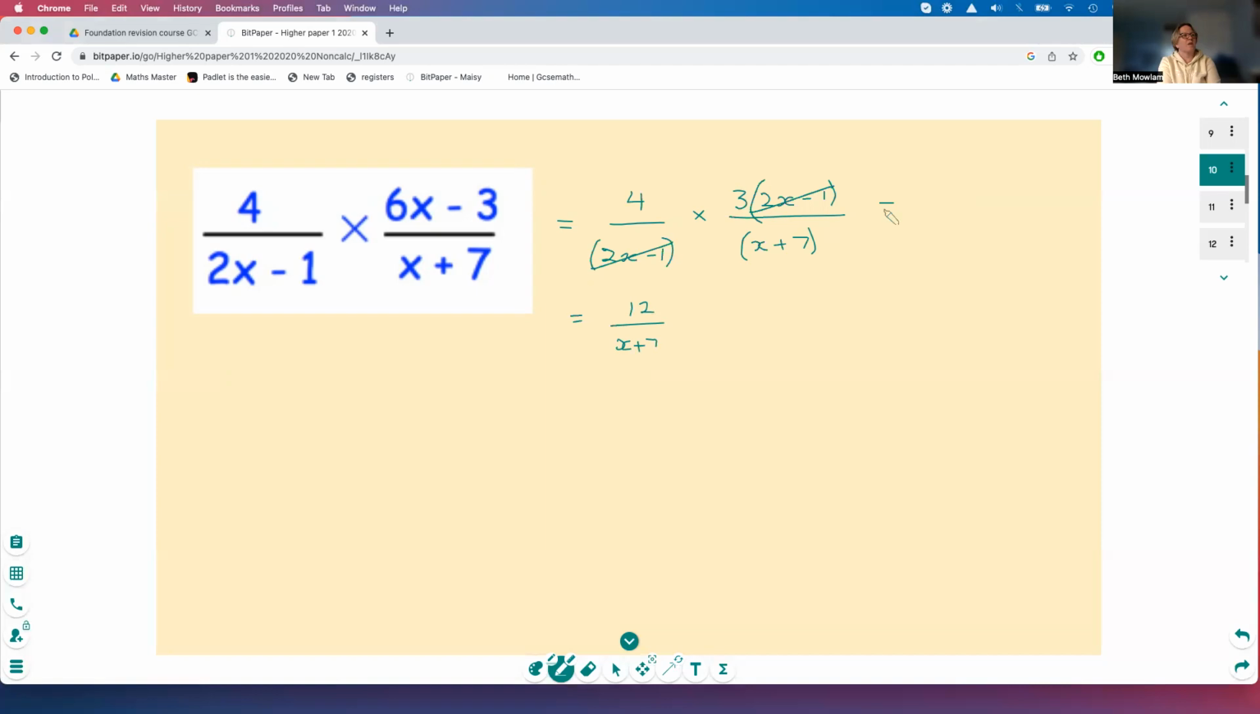If you prefer to write it out, do the multiplying first and then cancel it out, that's absolutely fine. So you'd get this, and then you can see the 2x minus 1s cancel. So if you prefer to write it like that, then cancel it, that is absolutely perfectly fine. And you see you're left with 12 over x plus 7. So it's all about thinking about, can you simplify as you go?